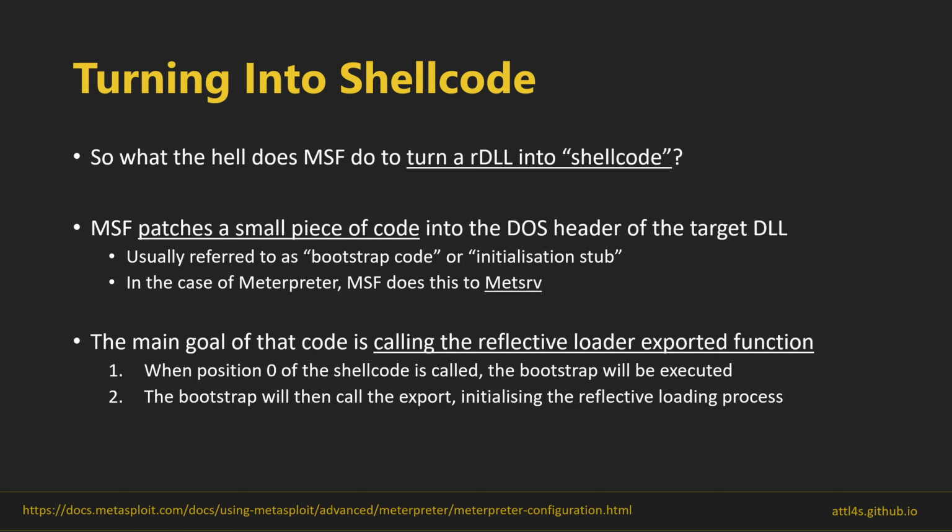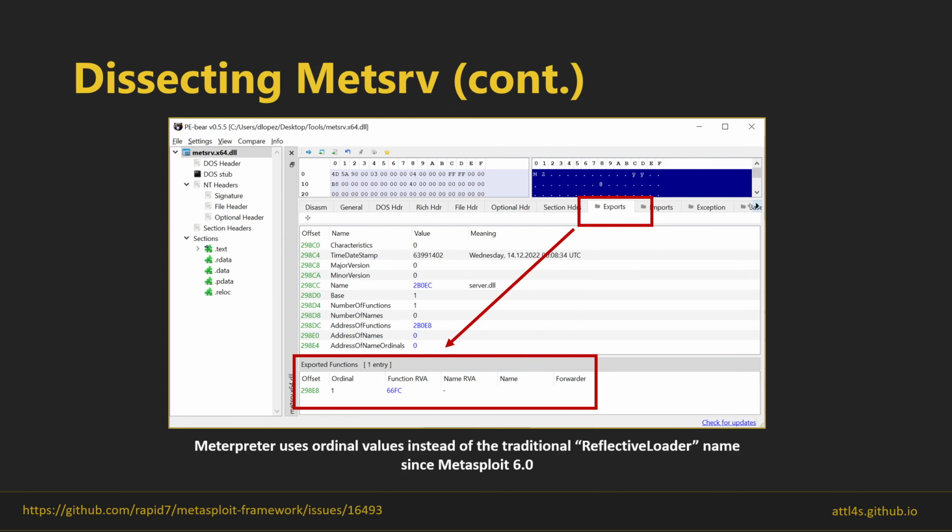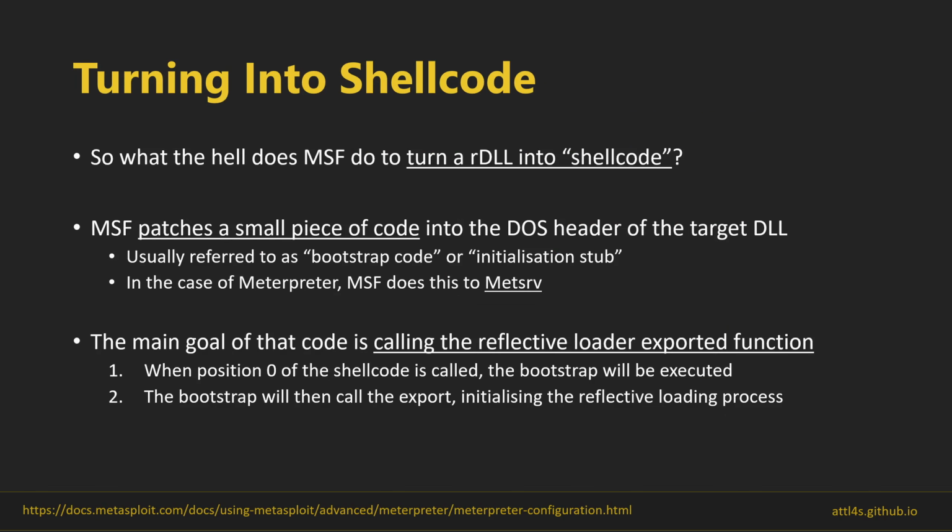So now, how does Metasploit convert metsrv.dll to shellcode? What it does is it patches a small piece of shellcode, or position-independent code, into the DOS header of metsrv. This is typically called the bootstrap code or the initialization stub. And the main goal of this code is calling the reflective loader exported function.